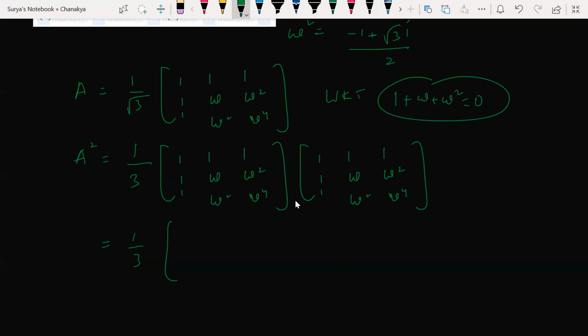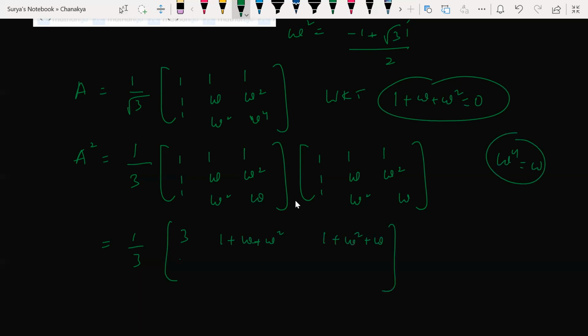So 1, omega square. Omega to the power of 4 is what? Omega to the power of 4 is equal to omega. Let me write omega to the power of 4 is omega directly. So it becomes easy for us. So 1 plus omega square plus omega again.